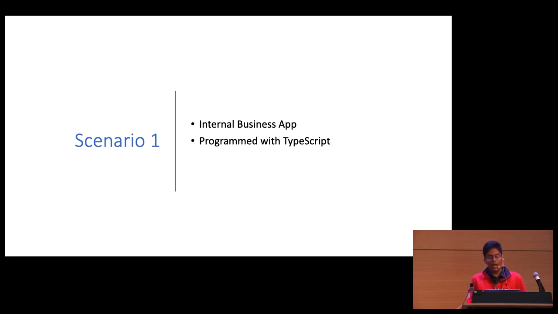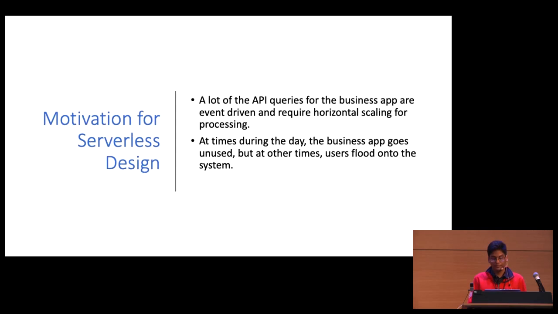After writing the app though, we realized serverless might be a good choice to use with the backend. We were motivated to adopt a serverless design because a lot of the API queries hitting the backend were event-driven and they required horizontal scaling for the processing. The legacy systems would get an influx of data and start hitting the business app directly, and because of that slowdown, we thought that implementing this in a serverless design would allow invisible scaling in the backend to help alleviate the issues we were facing.